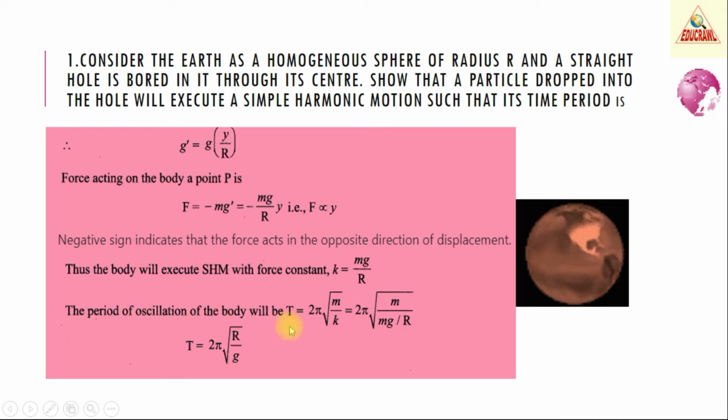So, the time period is given by 2 pi into square root of m by k. Now, substituting the k value, we have 2 pi into whole square root of m divided by mg by r. m gets cancelled. So, the expression for time period becomes T is equal to 2 pi into square root of r by g.